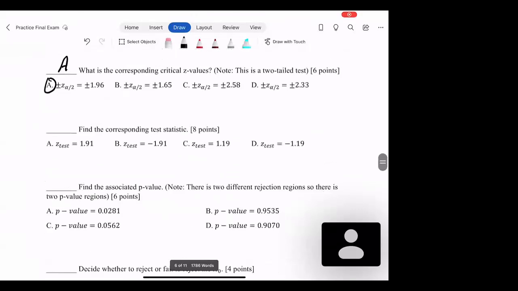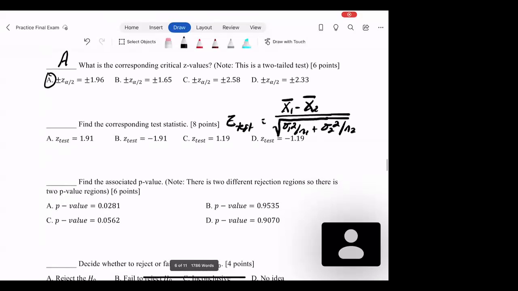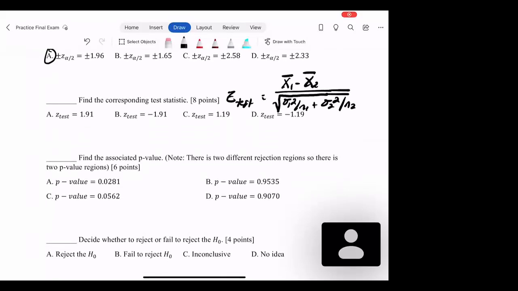Find the corresponding test statistic. So you may want to remember this formula. Z test is equal to x1 bar minus x2 bar divided by the square root of sigma 1 squared over n1 plus sigma 2 squared over n2. In this case, I just gave you sigma 1 and sigma 2, so you need to square them. If you plug all that in, what do you get?